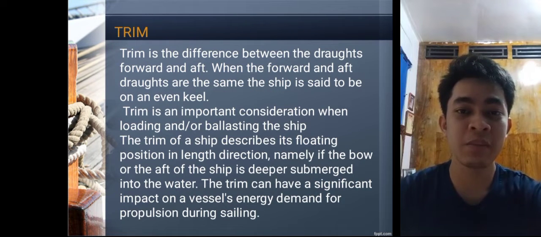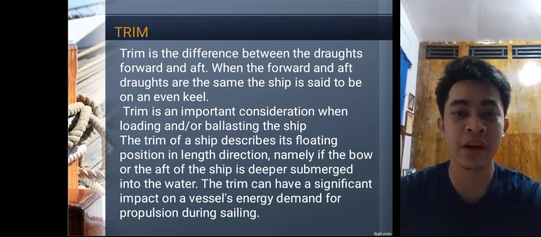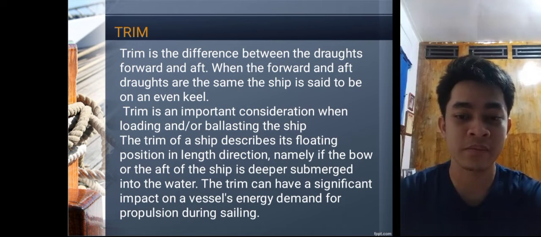Trim. Trim is the difference between the draft forward and aft. When the forward and aft drafts are the same, the ship is said to be on an even keel. Trim is an important consideration when loading and or ballasting the ship. The trim of a ship describes its floating position in the length direction, namely whether the bow or the aft of the ship is deeper submerged into the water. The trim can have a significant impact on the vessel's energy demand for propulsion during sailing.